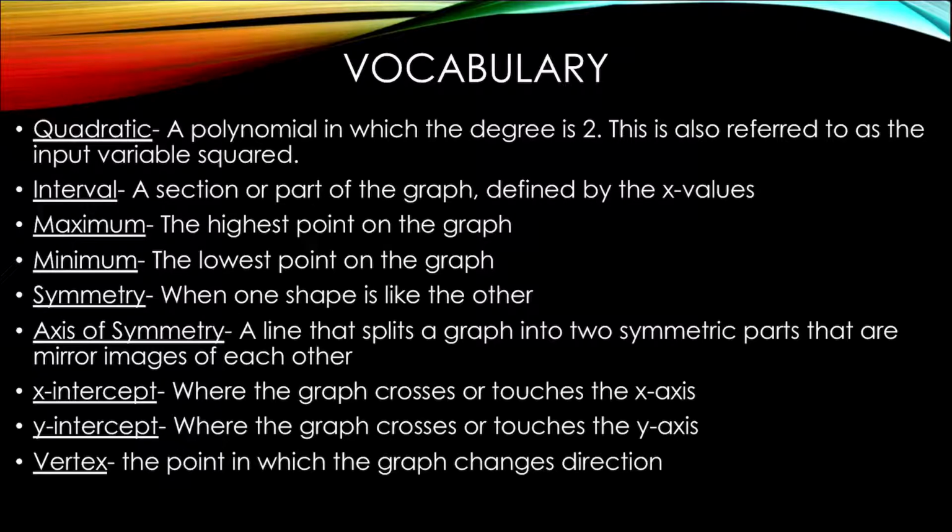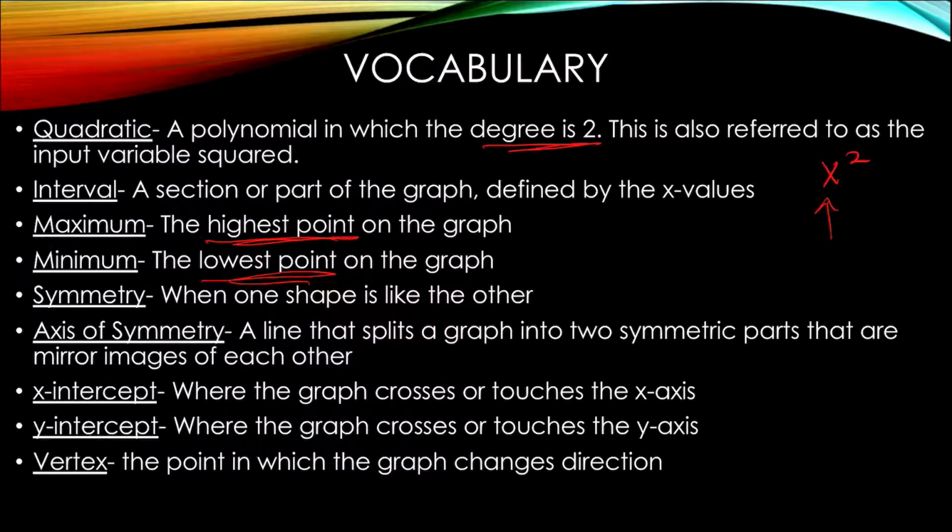Alright, some vocabulary. A lot of these should be familiar. Quadratic, polynomial, which is degree 2. So this is referred to the input variable being squared, so x squared. That's what I'm looking for. The interval is a section or part of the graph defined by the x values. My maximum is the highest point, where my minimum is the lowest point.